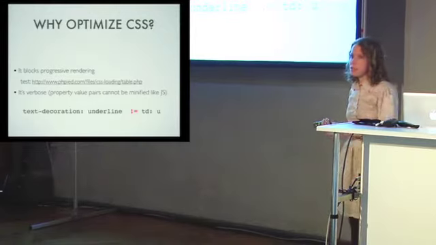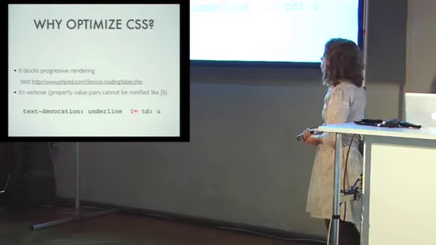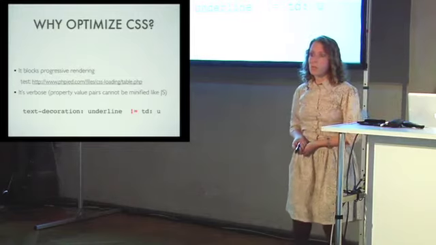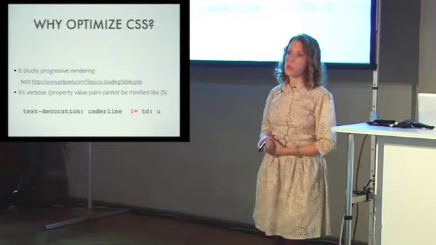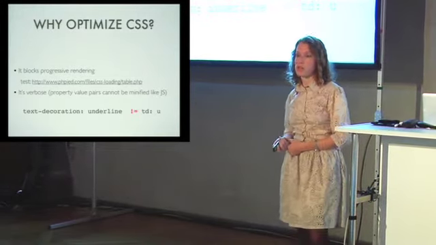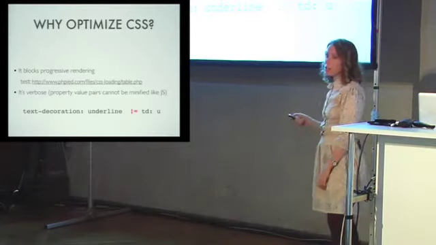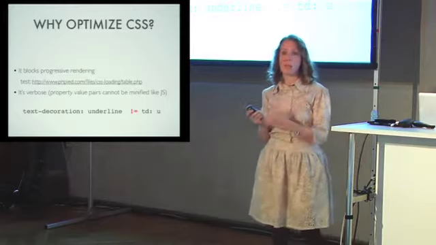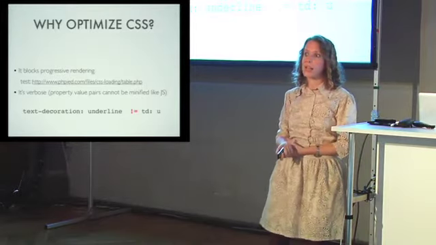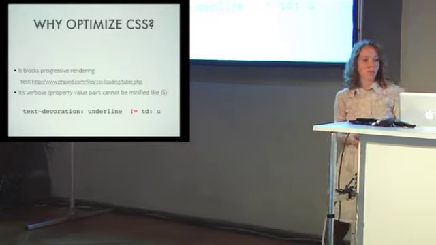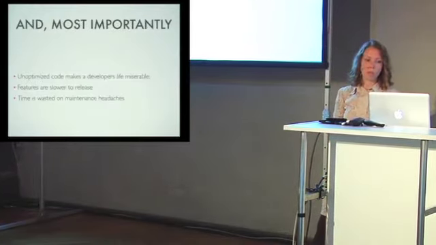The other reason is because it's verbose. There's really nothing we can do to make CSS smaller. So whereas in JavaScript we can make all our variables shorter, we can compress it in all kinds of interesting ways, for CSS that just doesn't work. There's no way to do td:\u and have it know that that means text declaration underline. So it's important to actually write it small from the get-go.